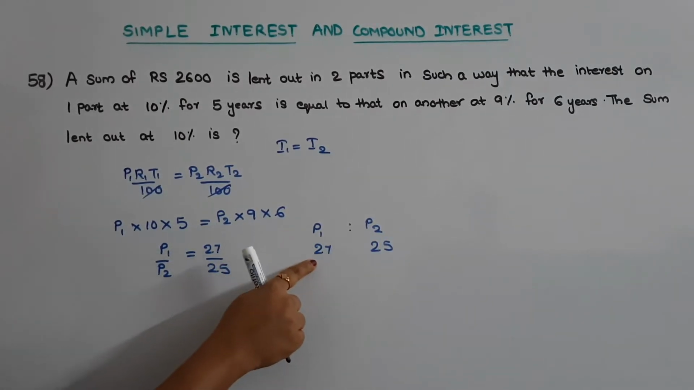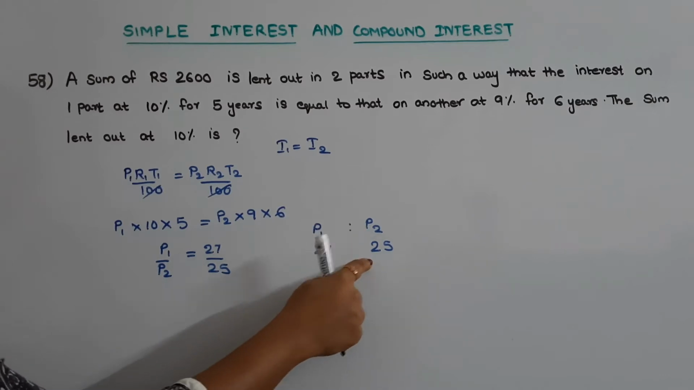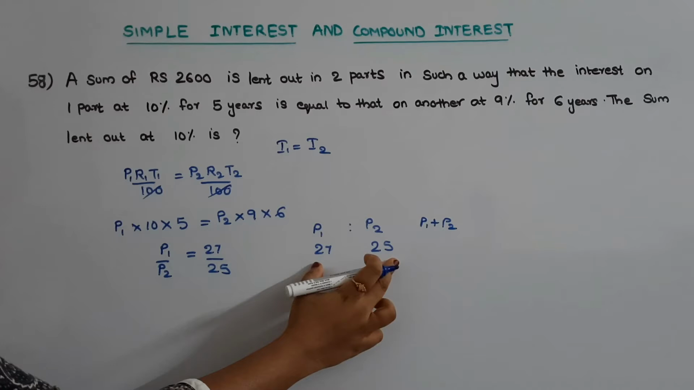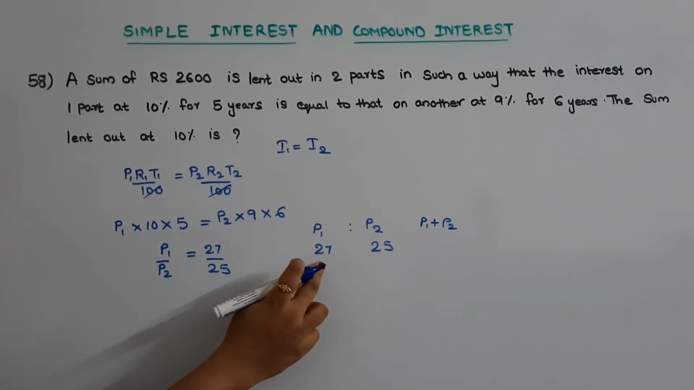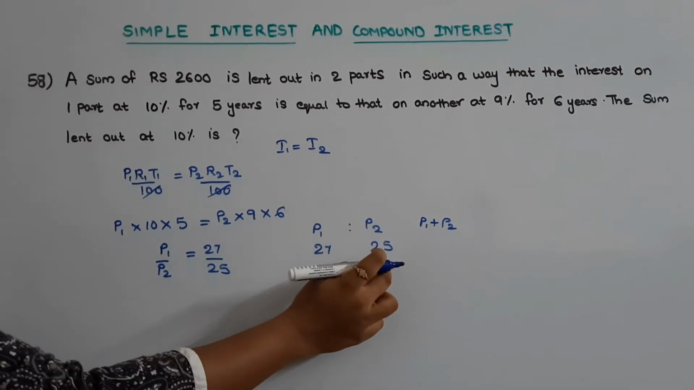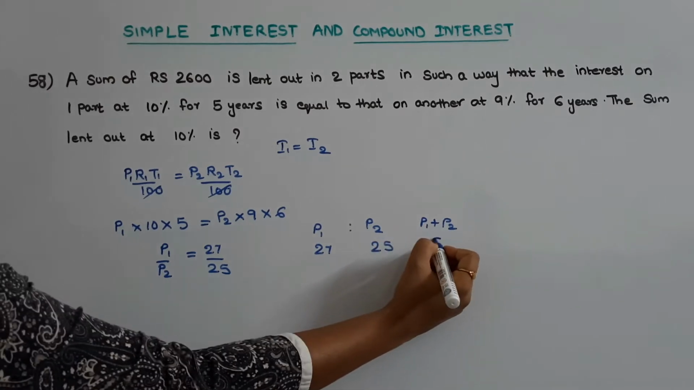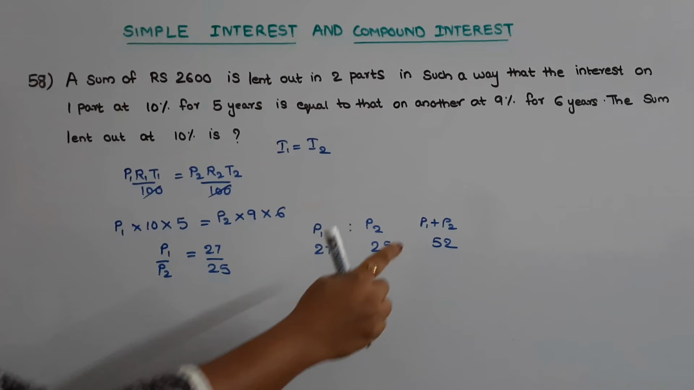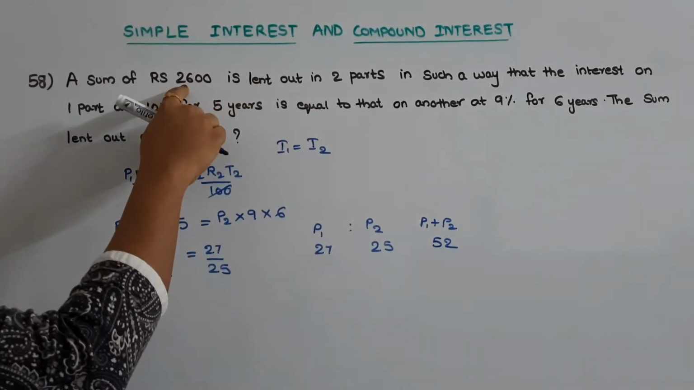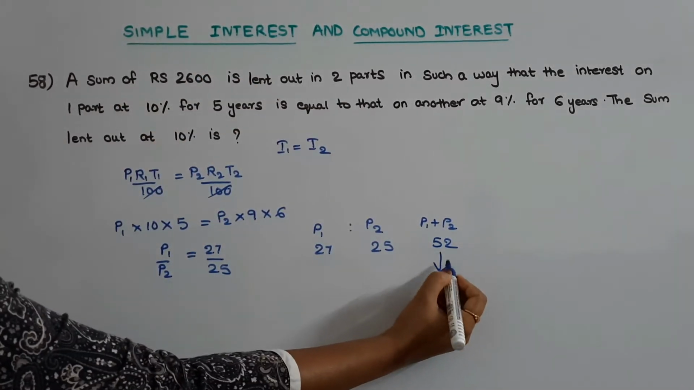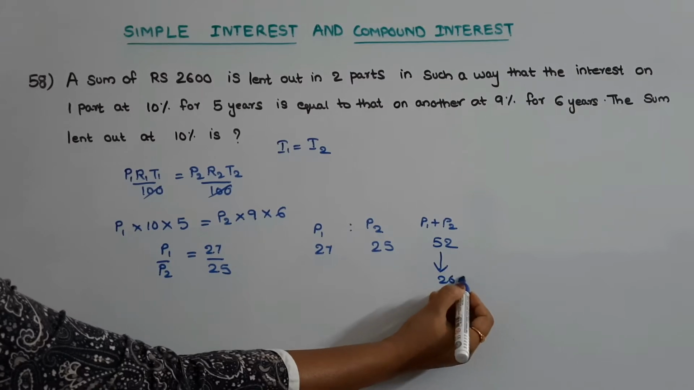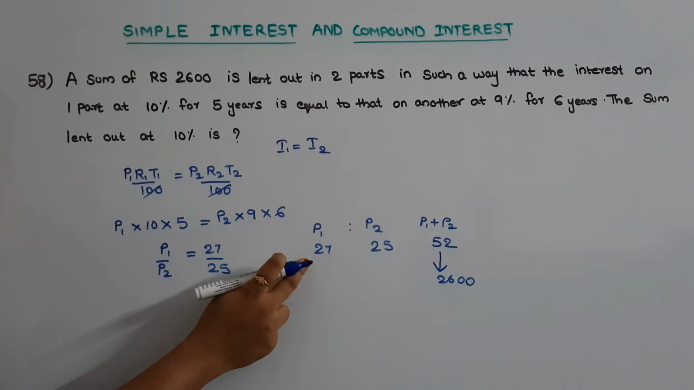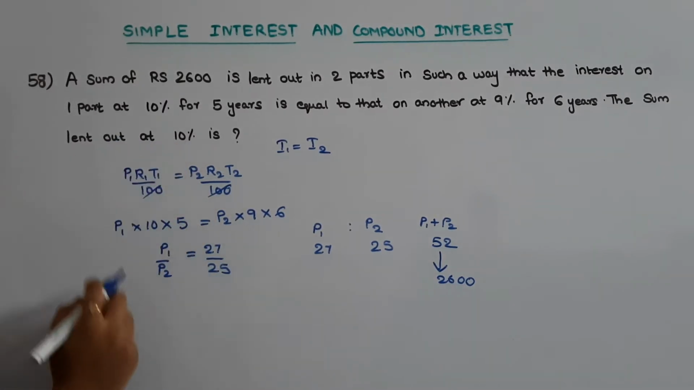Now if P1 is 27 and P2 is 25, what will be P1 plus P2, or what will be the sum of the ratios? The sum of the ratios will be 27 plus 25, that will be equal to 52. So this total principal is given in the question as 2600. If 52 can be written as 2600, what will be the value for the principal in the first part?